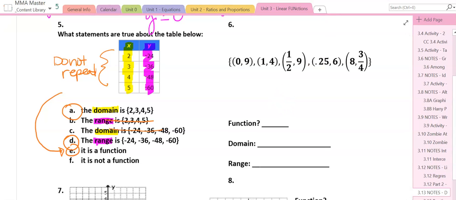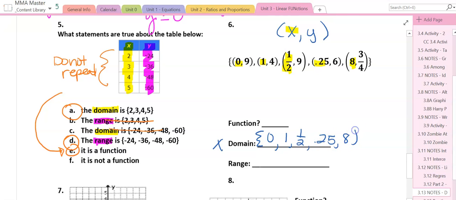So now let's go over here and look at our domain and range again. Remember, domain is all my x values, and a point is x, comma, y. So to get my domain, I'm going to look at that first number in all of these. Now, what's hard about this one is listing it from smallest to largest. So if you mess that up, I'm not going to be super technical. If you just label it as 0, 1, 1/2, 0.25, and 8, that is okay.